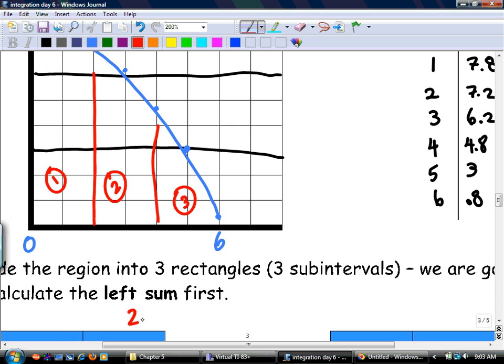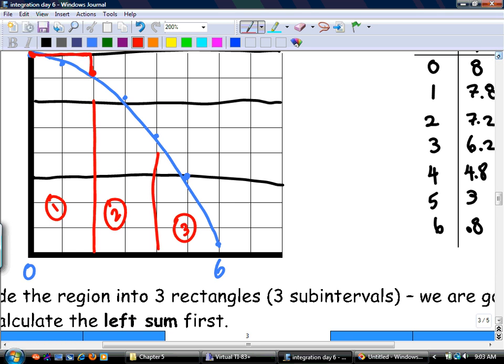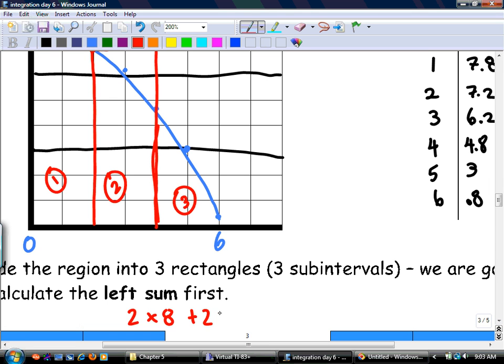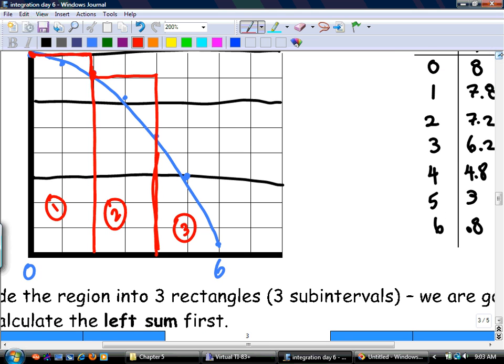Length of 2 and a width of 8. Rectangle 2 goes all the way up to here and goes across and goes down. It's got a length of 2 and a width of... I'm interchanging length and width. It really doesn't matter. Yeah, it does. No, it doesn't.